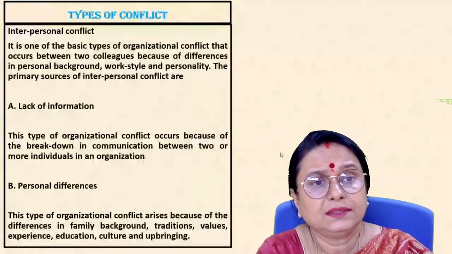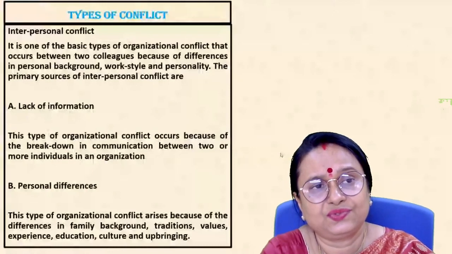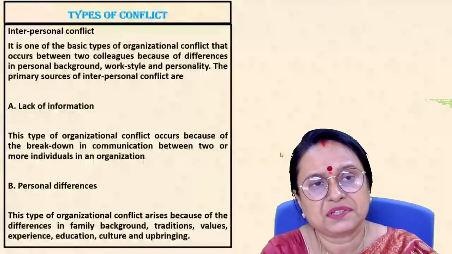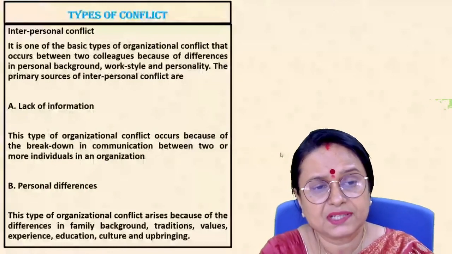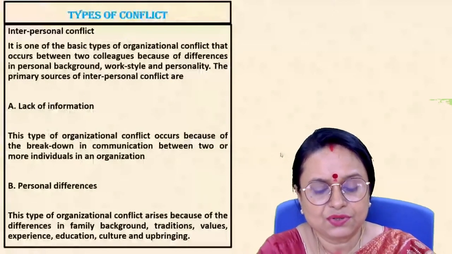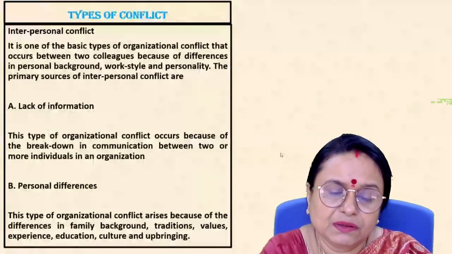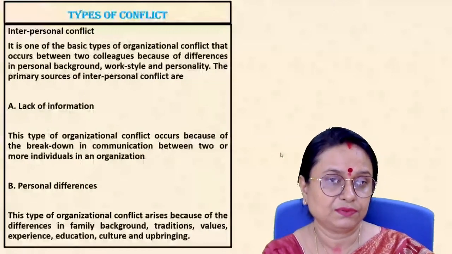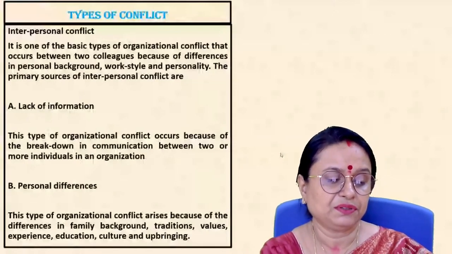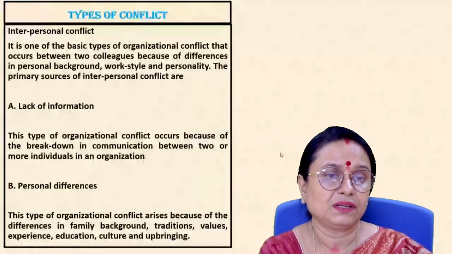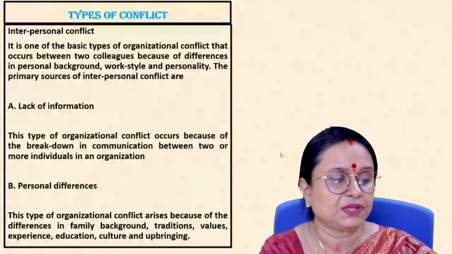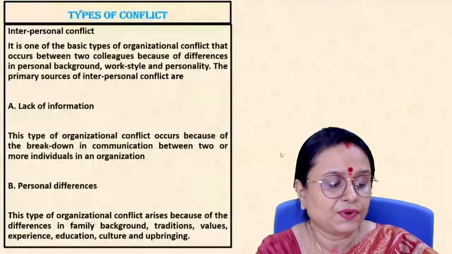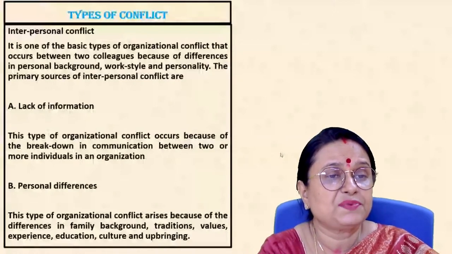Then another source of interpersonal conflict is personal differences. So why would there be conflict between colleagues? Because of personal differences also. One is lack of information. They do not know what is to be done. They do not know how much work they should do. They do not know what their job description is.